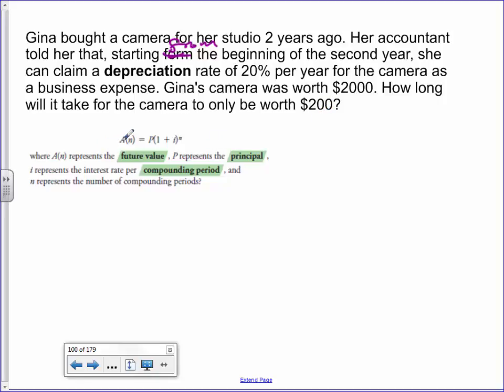Yeah, A, because this is the future value. In the future, it'll be worth 200. P is what it started as. That's your 2,000. Then we need 1 plus i, which is a percentage.